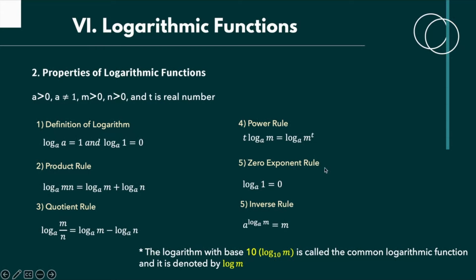And the zero exponent rule states that log base a of 1 is equal to 0. The inverse rule states that a to the power of log base a of m is equal to m. And the logarithm with base 10, or log base 10 of m, is called the common logarithmic function, and it is denoted by log m.